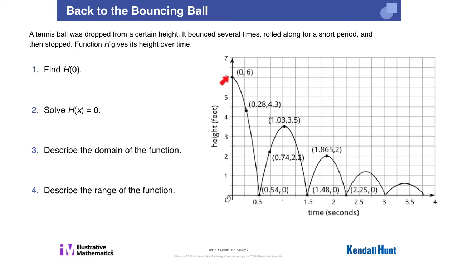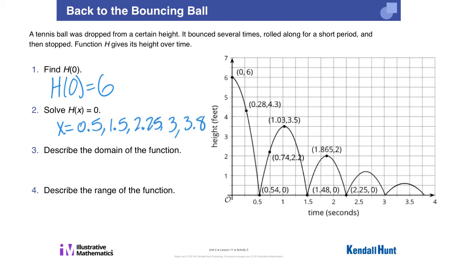First, we are skipping ahead in this lesson to the activity called back to the bouncing ball, and we're going to have a graph here of a tennis ball that was dropped and it was bounced, and we're tracking its height over time. Number 1, h of 0, remember this 0 is your input or your x value, so at 0 seconds, it is at 6 feet in height.